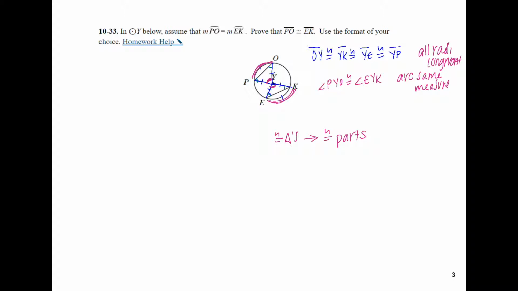So based upon side angle side, we have triangle EYK is congruent to triangle POY, side angle side congruency. Our last and final statement is that line segment PO is congruent to line segment EK, because when we have congruent triangles, we have congruent parts.